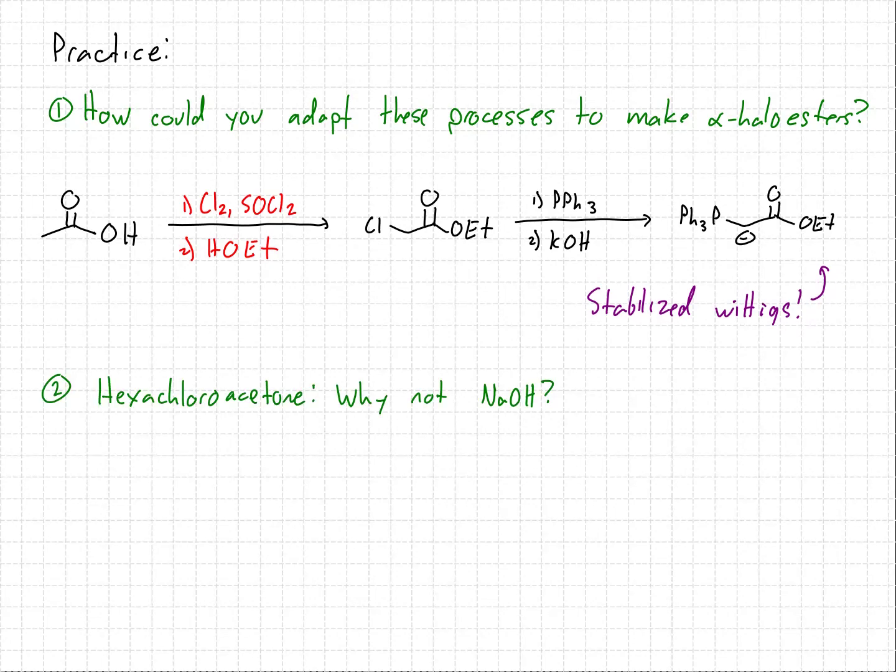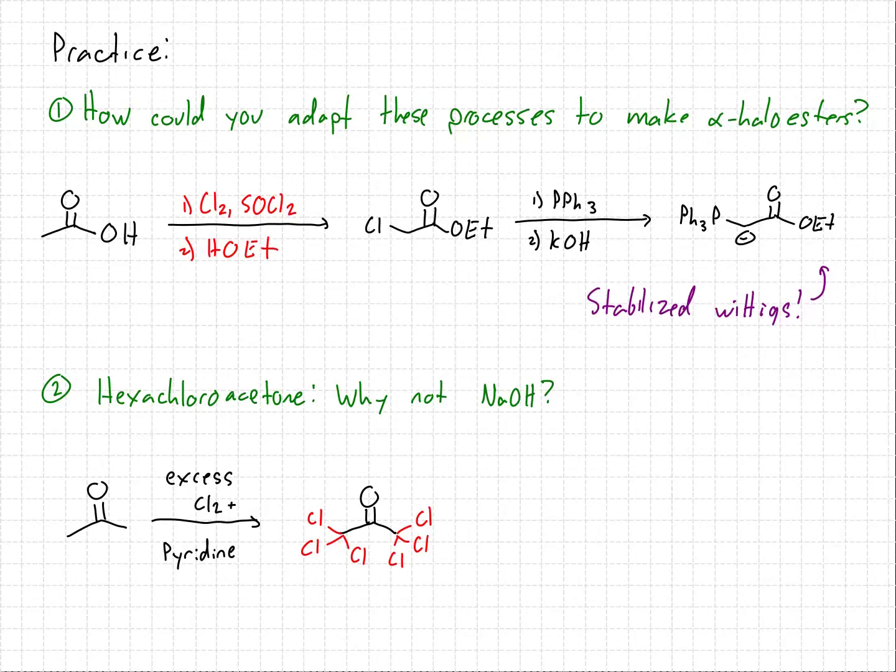For a second problem, I want to look at the synthesis of hexachloroacetone. If you take acetone and treat it with a large excess of chlorine with an organic base, pyridine, you can make hexachloroacetone, which is a useful reagent for making some interesting pesticides. So in this reaction, the question I'd like to answer here is, why did I use pyridine rather than sodium hydroxide? Try to come up with an answer for that, and then come back and we'll check your work.